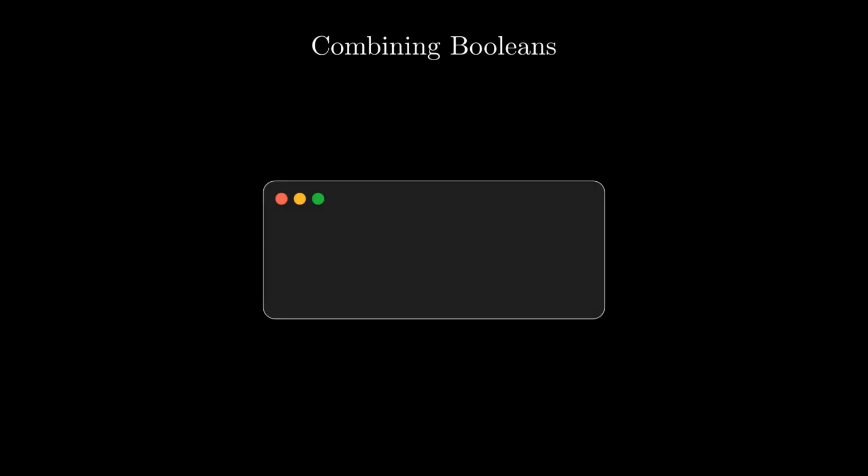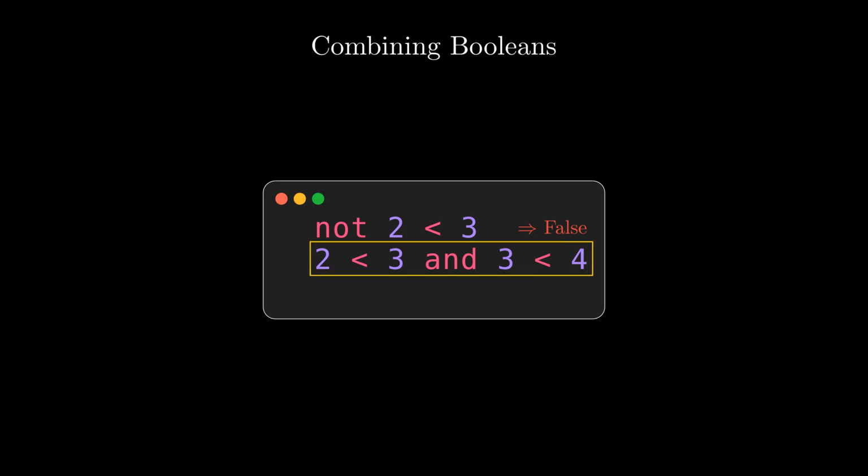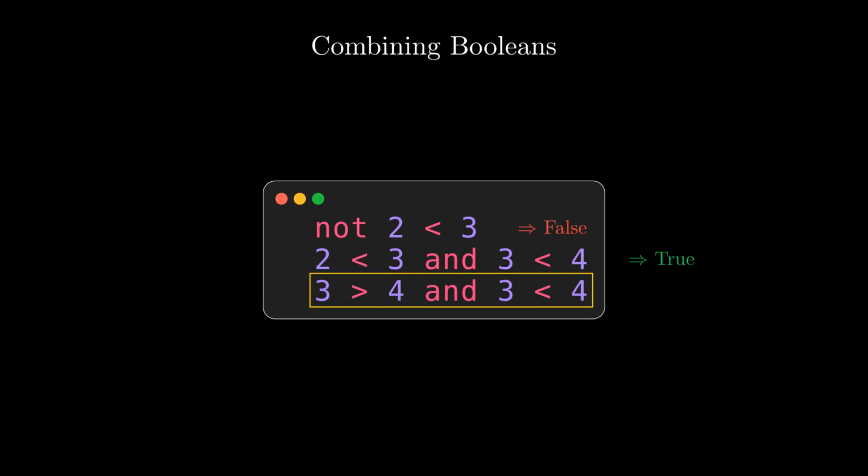Once you have Booleans, you can combine them. The word not flips a Boolean. 2 < 3 evaluates to True, so not 2 < 3 evaluates to False. The word and joins two Boolean expressions. The result is True only when both sides are True. If either side is False, the whole expression is False. Test it. 2 < 3 and 3 < 4. Both sides are True, so the result is True. 3 > 4 and 3 < 4. The first side is False, so the whole thing is False.